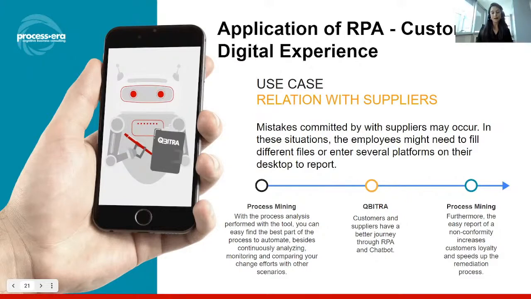Imagine that in the previous example we were using WhatsApp to talk with the robots inside the company to solve a problem inside the company. Now a customer can do the same. A customer can report any kind of issue with a piece or part of manufacturing stuff to exactly fix this problem. Furthermore, the process mining tool will help you with this non-conformity, and it will increase customer loyalty and speed up the remediation process.